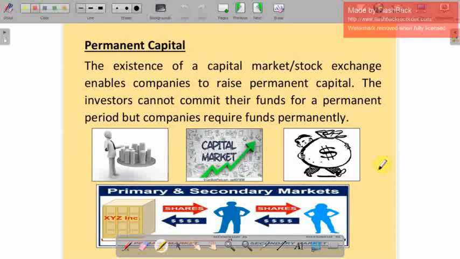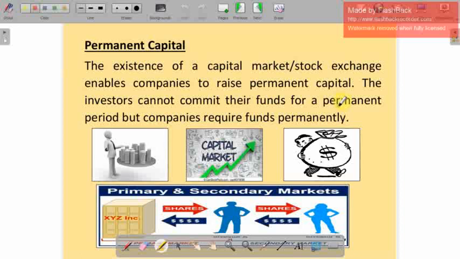And next, permanent capital. The existence of a capital market or stock exchange enables companies to raise permanent capital. So whenever they need money, through the capital market they can raise funds from the investors. But the investor cannot commit their fund permanently. The investors cannot commit their funds permanently.